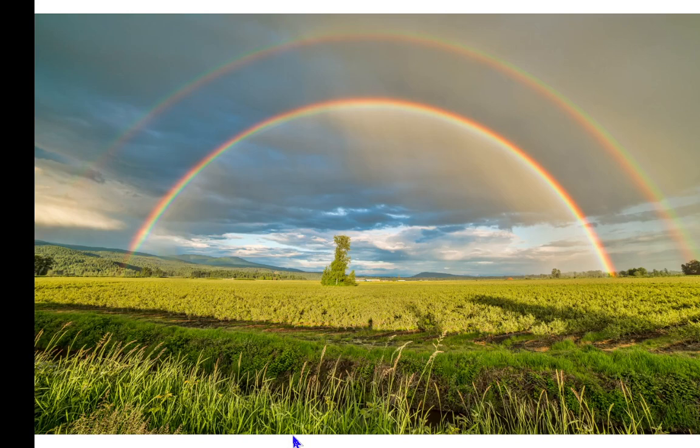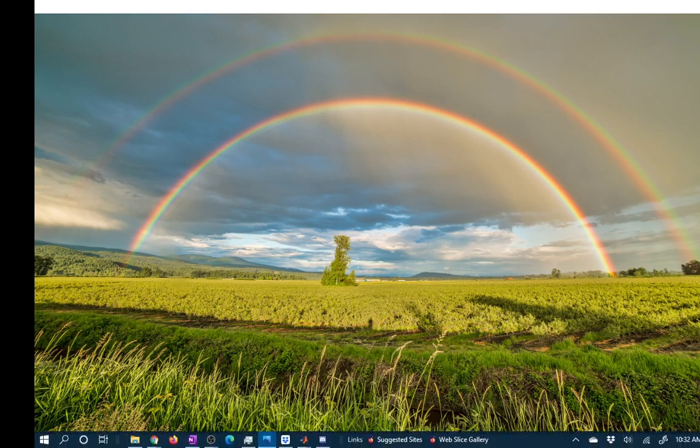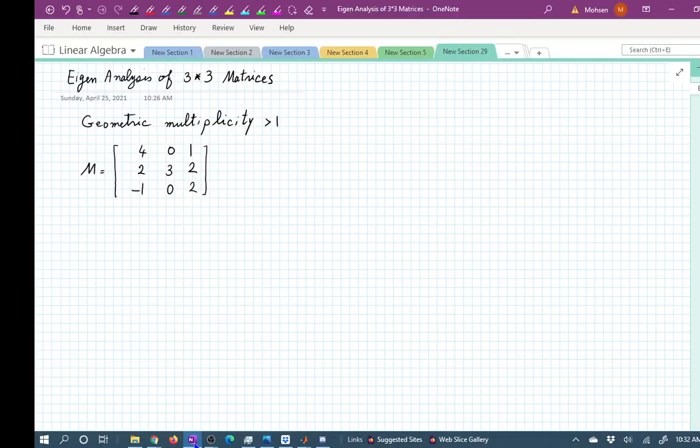Hi, welcome to another lecture on linear algebra. Today we are going to continue our conversation about Eigen analysis of 3 by 3 matrices. And what's special about the example today is that we are going to have a case of geometric multiplicity larger than 1. Let's see what that means.